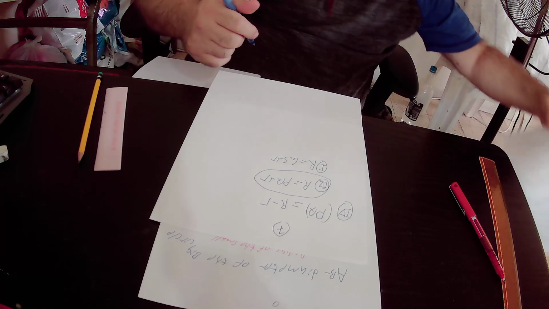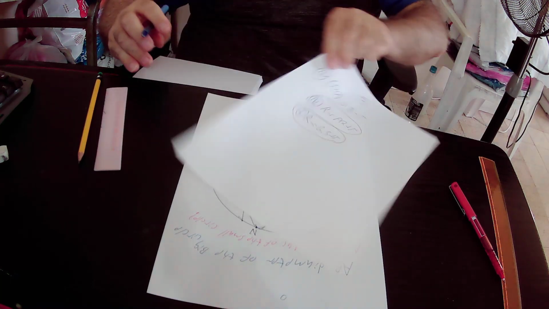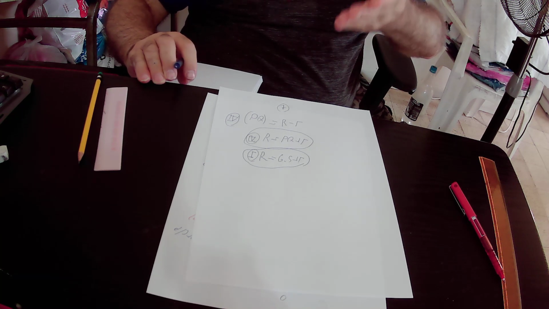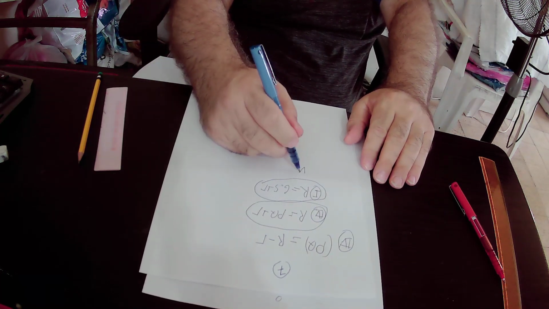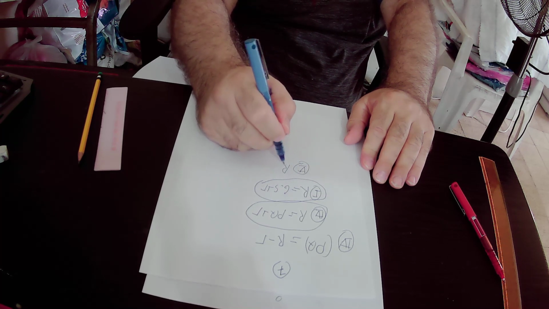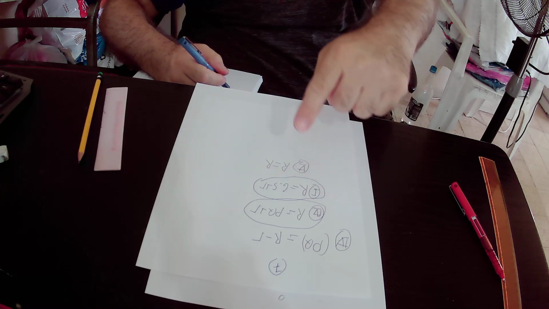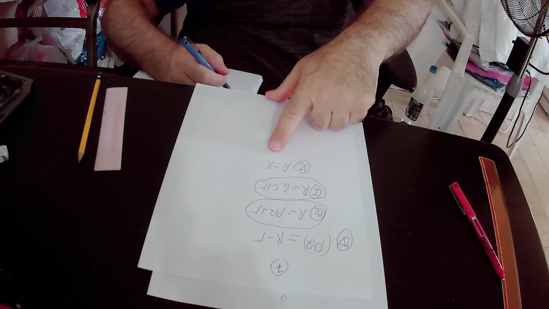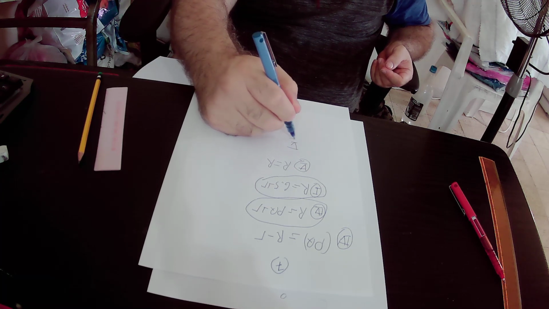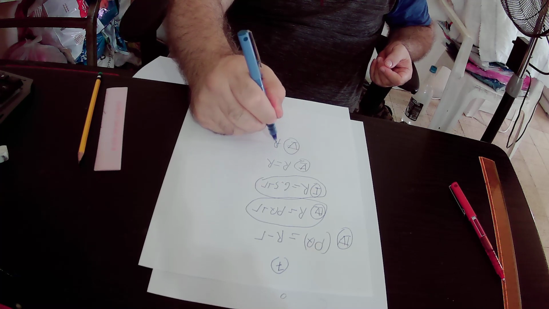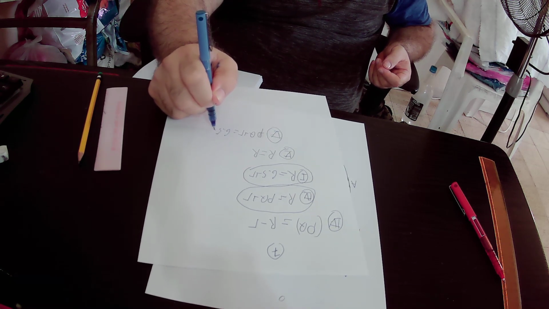Okay, and again we will create equation number 5 that states that R equals R. According to equation number 5, R equals R, and then we'll substitute this R by equation number 4, and the other R by equation number 1, and we'll get that PQ plus small r equals 6.5 plus small r.